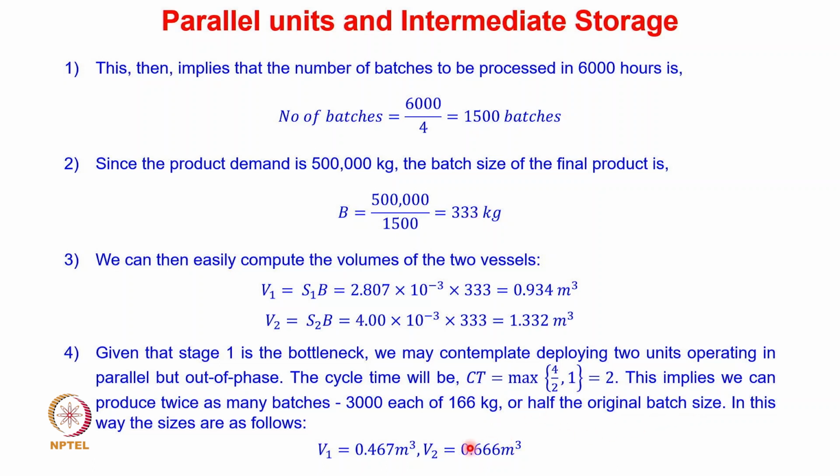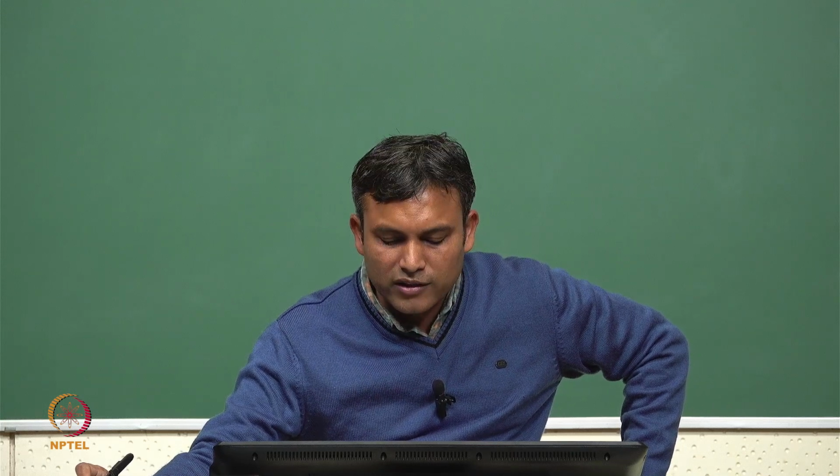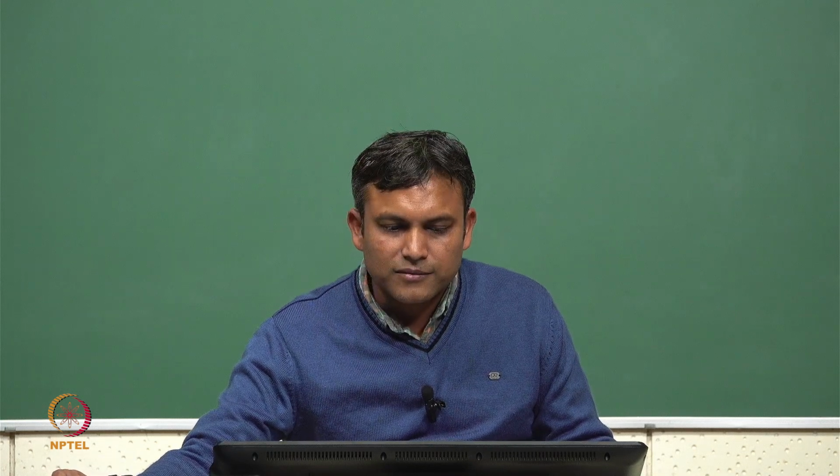In this case you can see that if the batch size is halved to 166 kg, the size of the vessel in stage 1 will also reduce. The size of the vessel in stage 1 will reduce to 0.467 meter cube, whereas for vessel 2 it will be 0.666 meter cube. So you can see that based on whether we are using the zero wait transfer strategy, or whether we are using parallel units, we can determine the size of the vessels in this particular case.